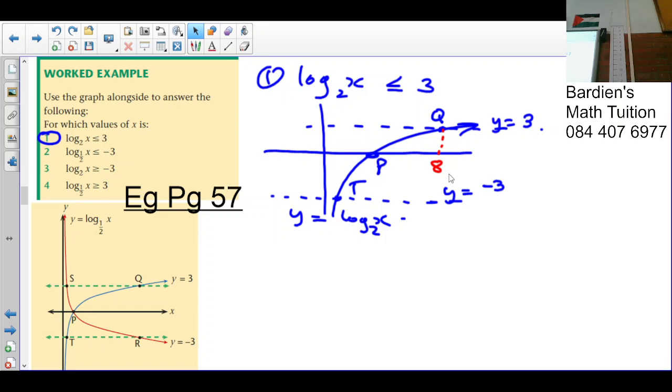Okay, so who can give us the answer? X has to be more than 0, yes? X has to be less than 8. Nice. But you see, there's an equal sign here. You all see the equal sign? Can I put the equal at 0?